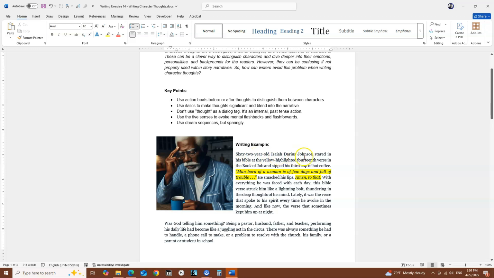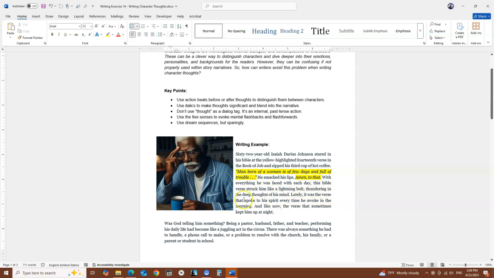62-year-old Isaiah Darius Johnson stared in his Bible at the yellow, highlighted 14th verse in the book of Job and sipped his third cup of hot coffee. "Man born of a woman is a few days and full of trouble." He smacked his lips. Amen to that. With everything he was faced with each day, this Bible verse struck him like a lightning bolt, thundering in the deep thoughts of his mind.